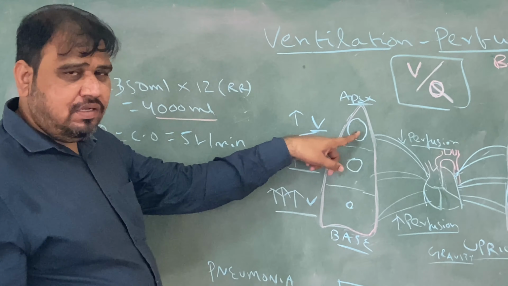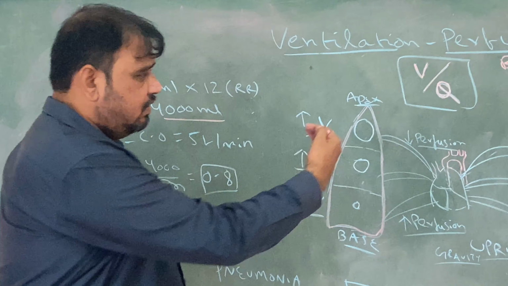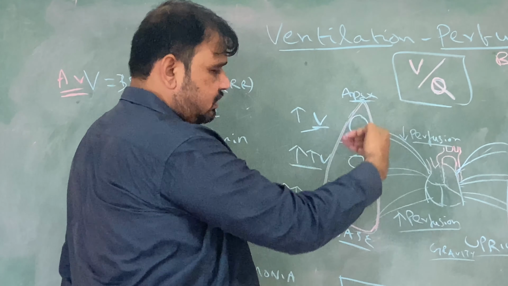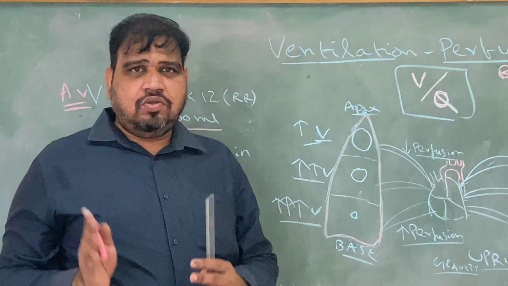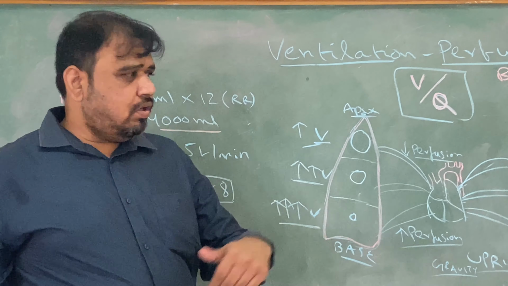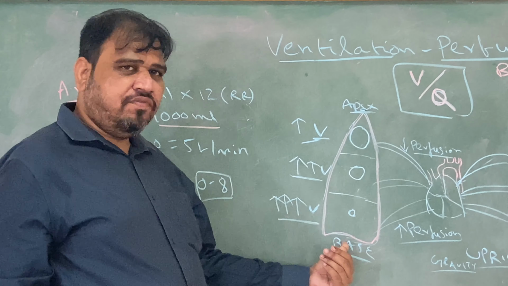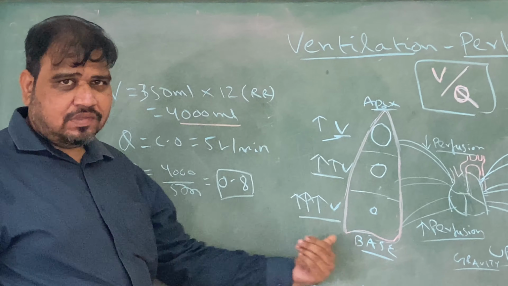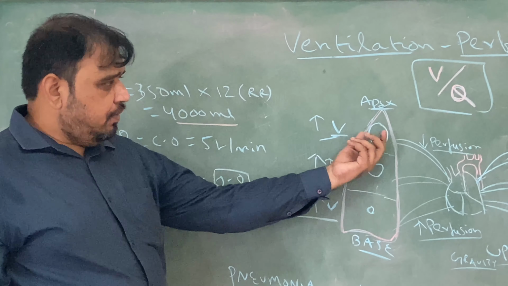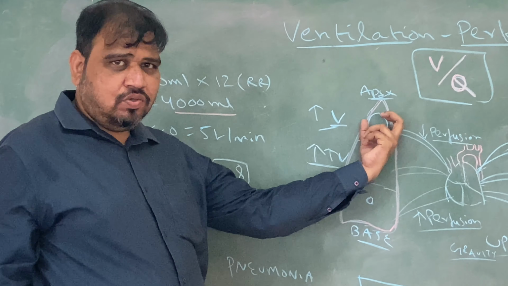Now again see here, the ventilation here is increased, here it is 2 times increased, here it is 3 times increased. Please note it down. Ventilation increases from apex to base. If they ask the question, whether ventilation will be more in the apex of the lung or the base of the lung, the answer is the base of the lung.